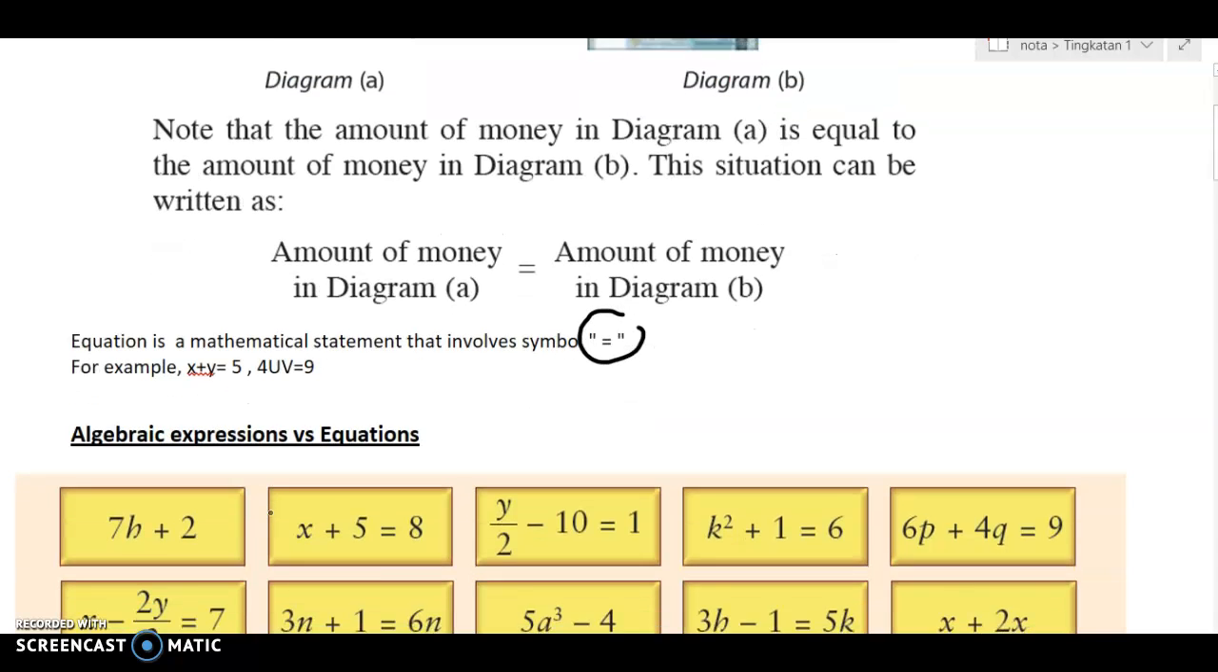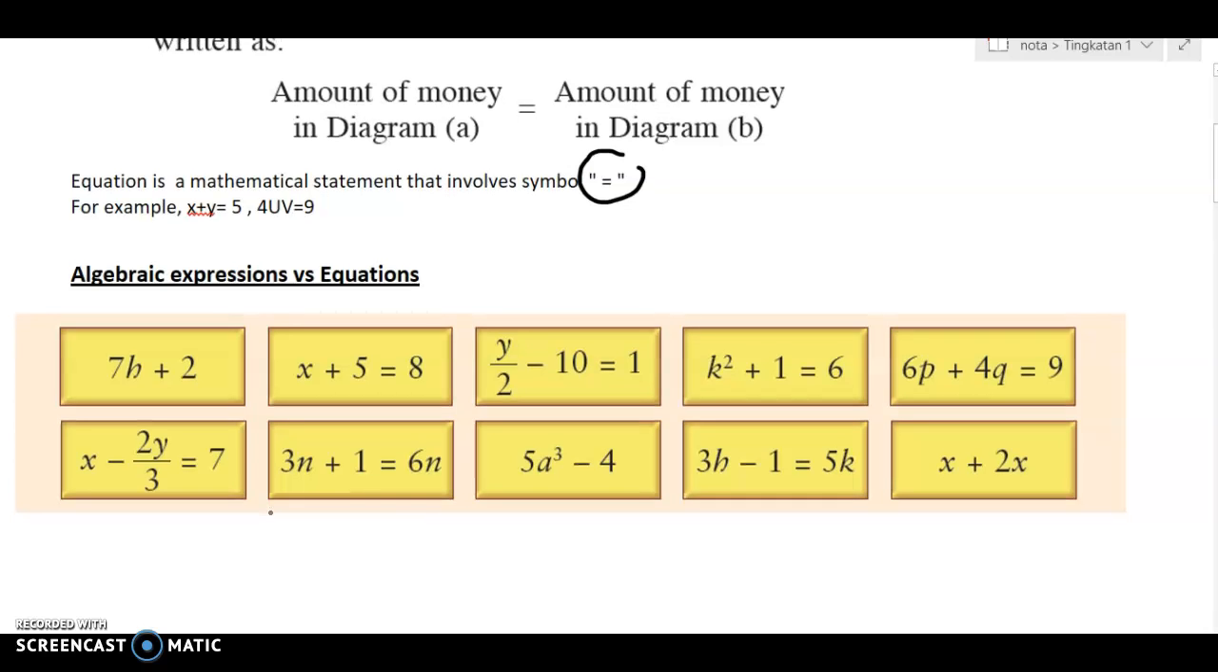Now we move on to another one. Algebraic expression versus equation. Why I want to state these two things. The first thing is, in algebraic expression, I've explained to you in a previous topic, algebraic expressions involve a mix of one or more than one terms. But the difference between algebraic expression and equation is that an algebraic expression doesn't have any symbol equal.